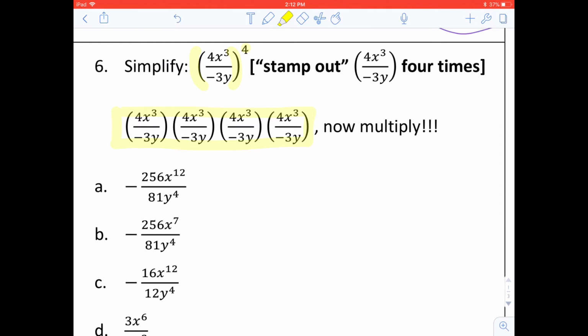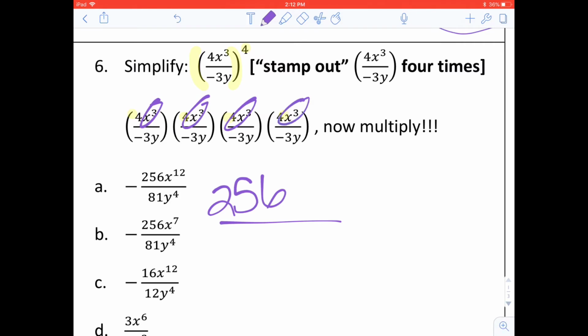So let's split this up into 2 parts. Let's look at part 1. We're going to start with the top number. So we're going to do 4 times 4 times 4 times 4. That is not 4 times 4. That is 4 times itself 4 times. And when you do that, you're going to get 256. And then when you do x to the 3rd times x to the 3rd times x to the 3rd times x to the 3rd, you're just adding those exponents up. 3, 6, 9, x to the 12th.